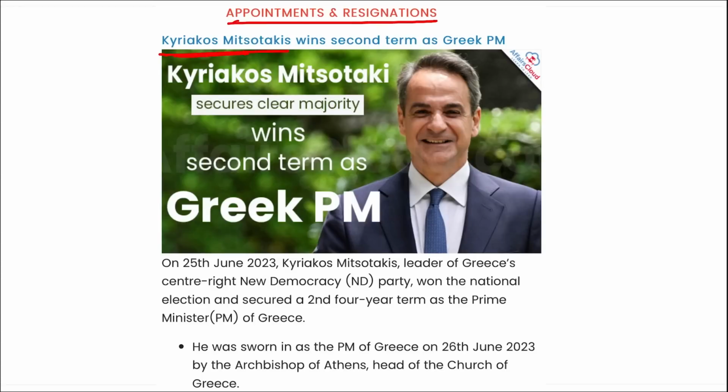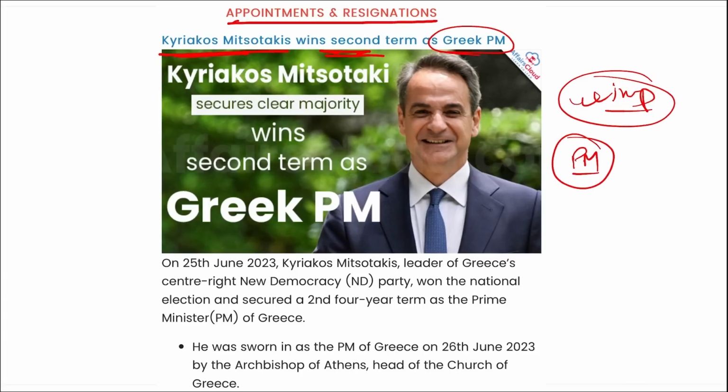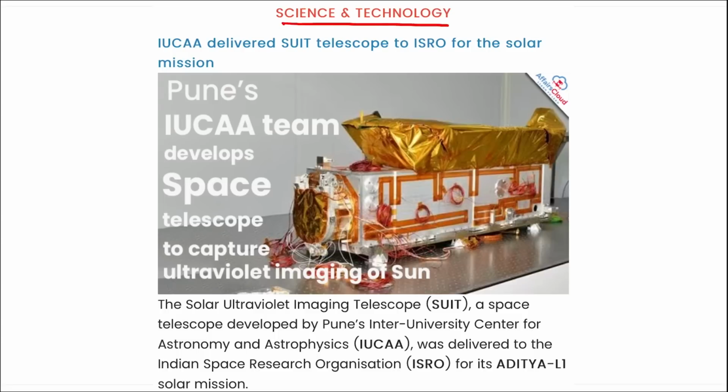K. Mitsotakis has won a second term as the Prime Minister of Greece. Important, take a note of it. Who has been appointed as the new Prime Minister of Greece? He will be K. Mitsotakis. Next is science and technology.